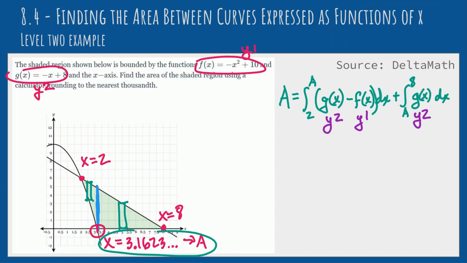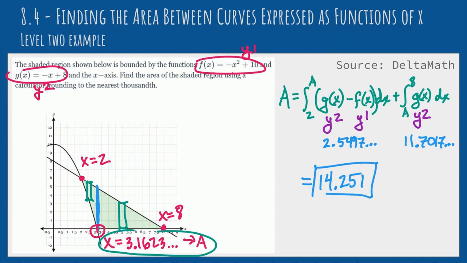If you do evaluate these separately, we get values for these integrals that are going to be about 2.5497 and so on. And then for the second one, we get 11.7017 and so on. And then adding those together, we're going to get a total area rounded to 3 decimal places of 14.251. So there are a few places here that we're using our calculator to get intermediate answers. And this is a good example to practice using our calculator and storing values so that we don't lose any accuracy in our answers.